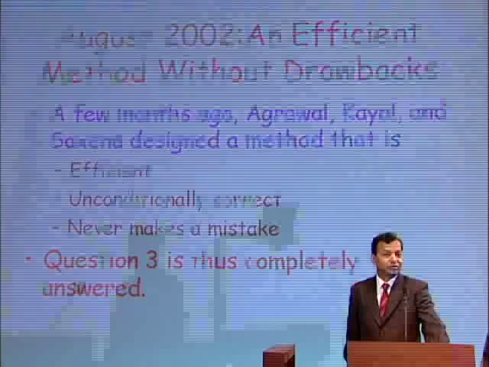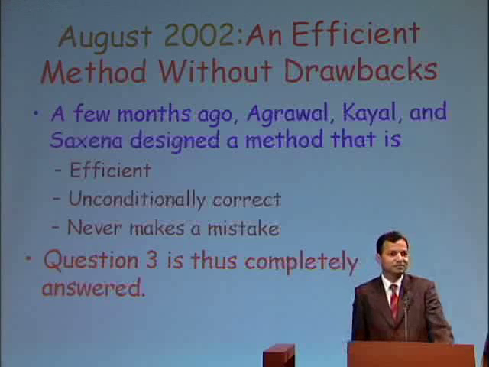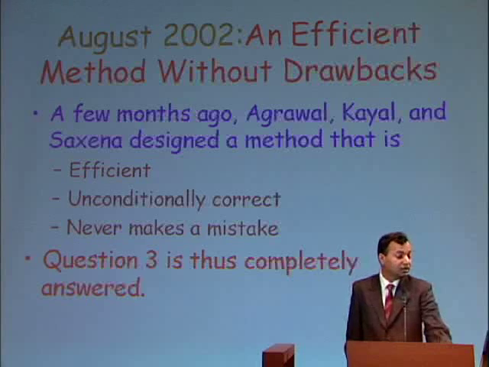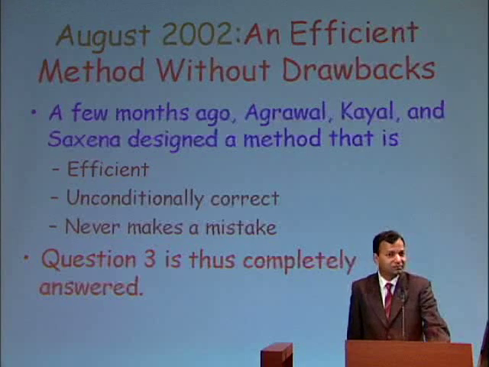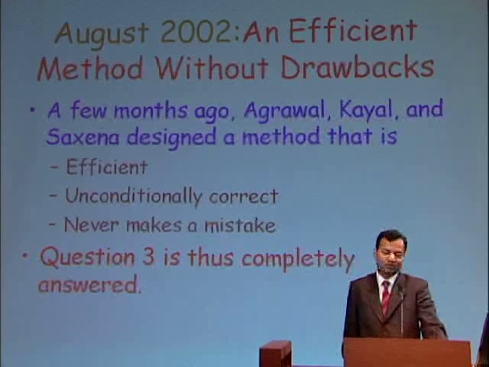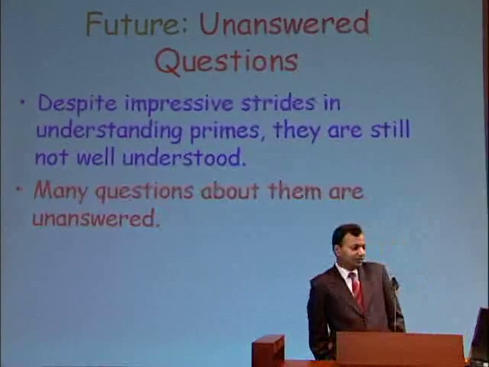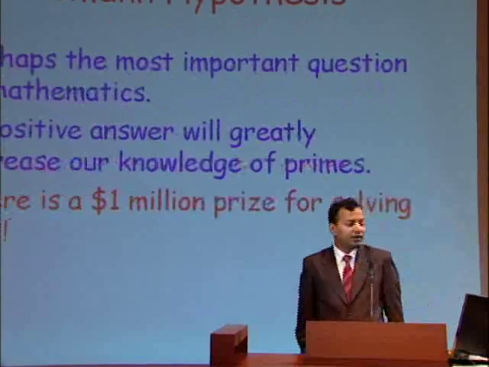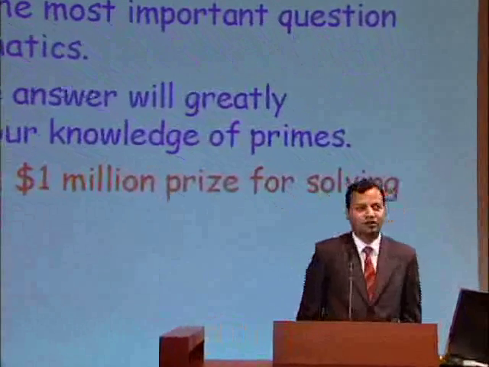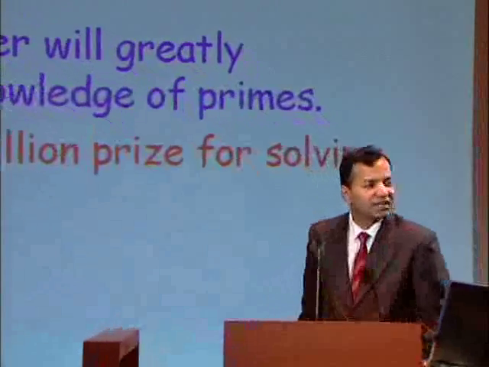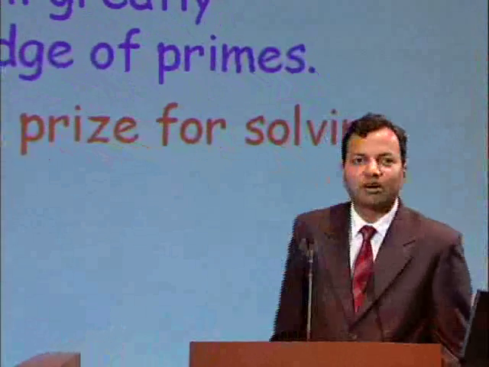So, I started with these 4 questions very conveniently because now we know the answer of all these 4 questions. But there are many questions about primes which we don't know an answer of. So let me go through some of these. Here is the first one, and the most important one, the Riemann hypothesis. It's probably the most important unsolved problem in mathematics. Like I said, a positive answer to the Riemann hypothesis will greatly increase our knowledge about primes.